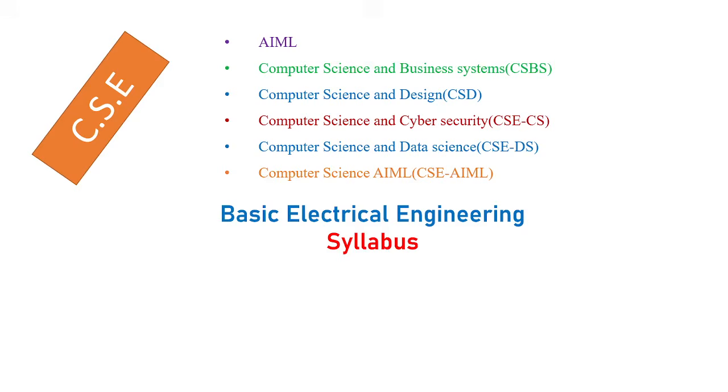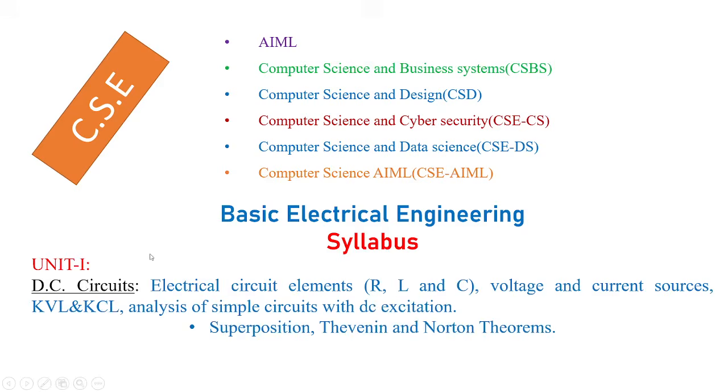So we have already dealt with Unit 1, that is DC circuits, where we have seen the basics of circuit elements, that is passive elements RLC, active elements voltage source and current sources, and we have also discussed KVL, KCL. We have analyzed the importance of mesh analysis and node analysis using different approaches of mesh and node. And then we have solved some numericals based upon superposition theorem, Thevenin's theorem, and Norton's theorem.